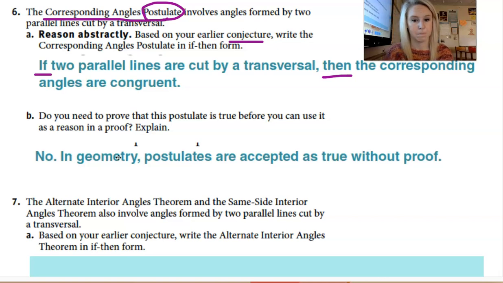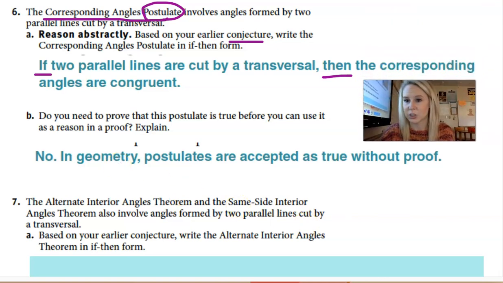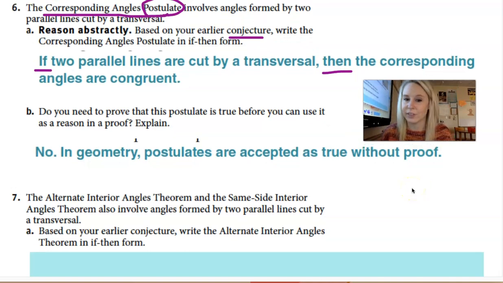All right, so you are going to try number 7. Very similar to what we just did. I want you to write an if-then statement based on alternate interior angles and then based on same side interior angles. A hint: you're going to literally copy and paste "if 2 parallel lines are cut by a transversal, then," and then change your vocab words around. Okay? All right, try 7, A and B, press pause, and I'll give you the answer.